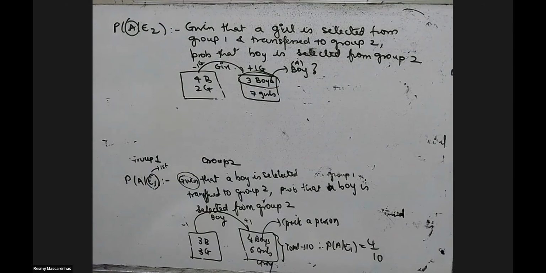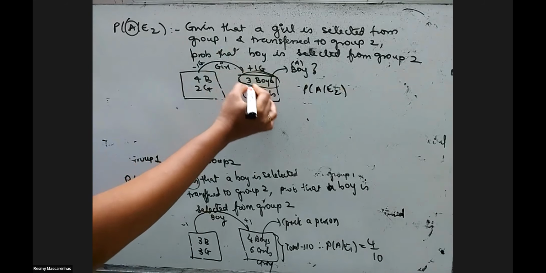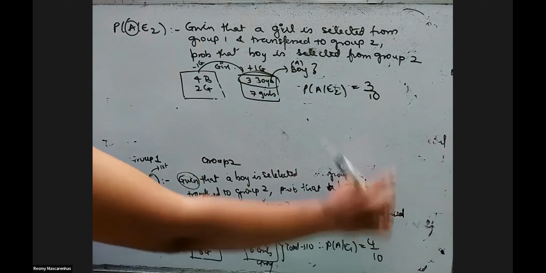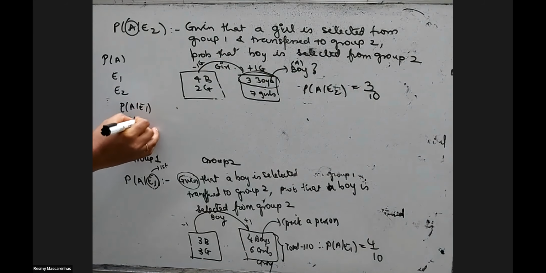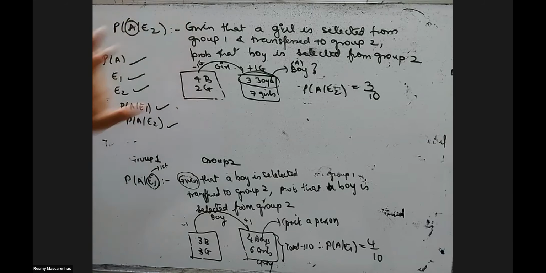So P of A upon E2 will be, if a girl was transferred, then you have only 3 boys. So that will be 3 out of 10. If a boy was transferred, then you have 4 out of 10 options. So you framed all of this the moment I told you this is your task. You have to find all these 5 things. This is your main event, this is done, this is done, this is done, this is done. Once I do this, you just have to multiply this. P of A is always equal to this into this plus this into this. That's our total probability theorem formula.